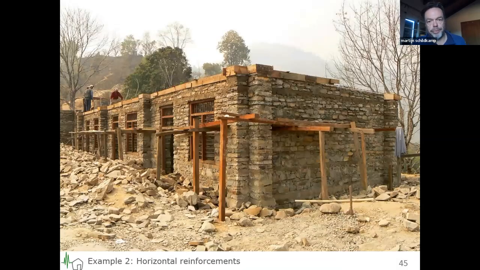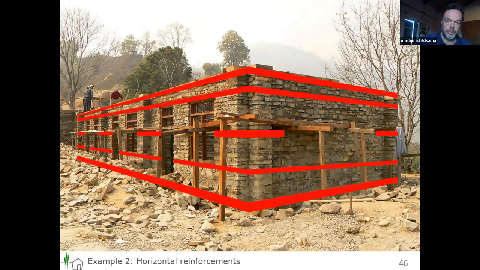So second example, how many of these horizontal bands do we need? So we know that horizontal bands strengthen the building, we create box behavior. But how many do we need? So when I started designing my schools 15 years ago, I reached out to the experts, and this was basically the consensus. They said, what you need is five levels of horizontal reinforcements. You need something on the foundation, so the one at the bottom on the foundation. You need a sill beam, which is under the windows.